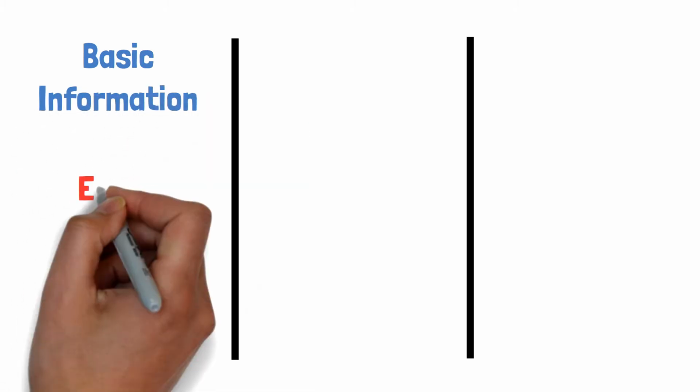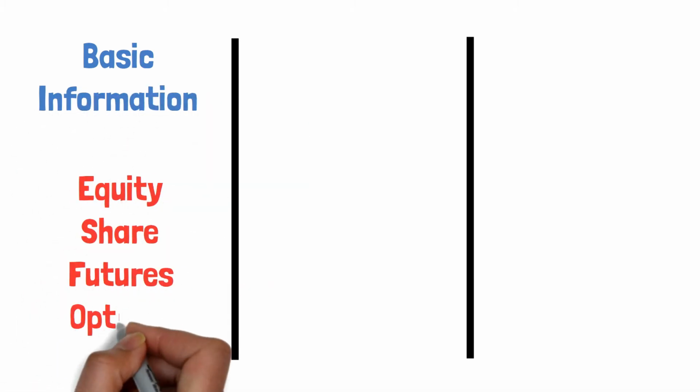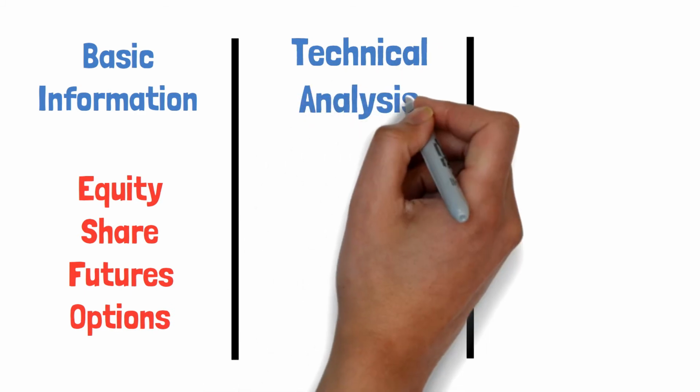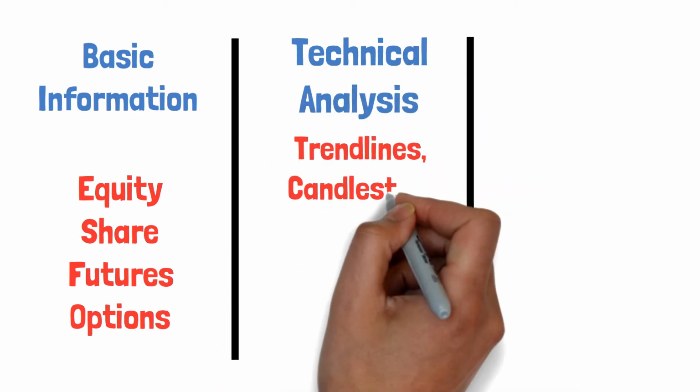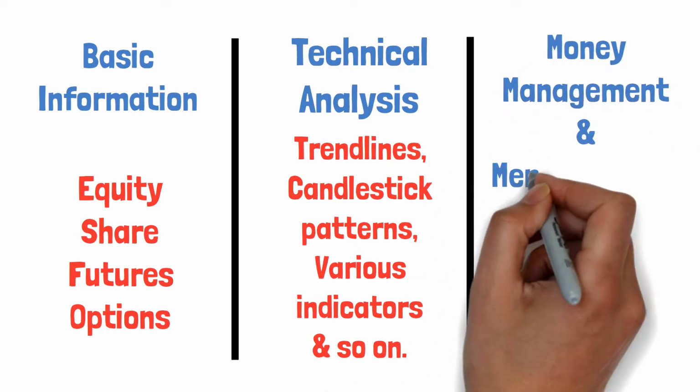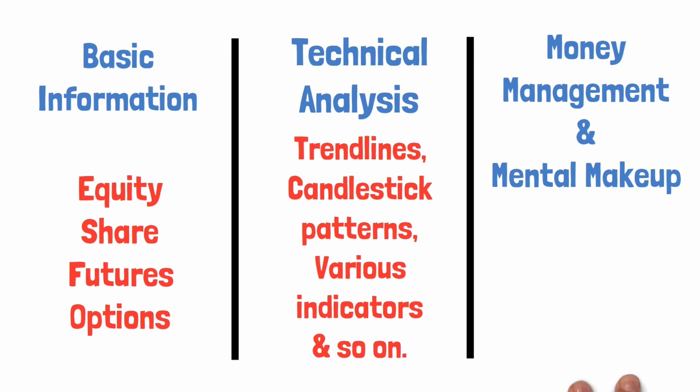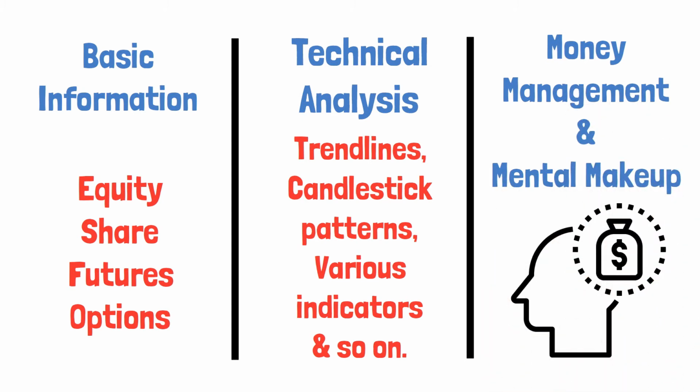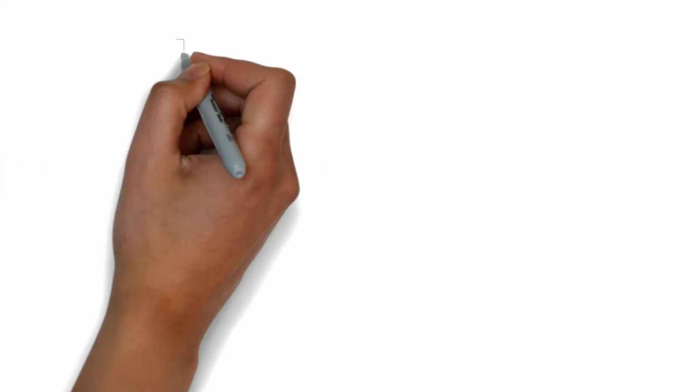Basic information, that is equity, shares, futures, options and so on. Second is technical analysis, that is it includes trend lines, candlestick patterns, chart patterns, various indicators and so on. And the last part is money management strategies and mental makeup, covering traders' psychology and its impact on trading. The technical part is explained beautifully in layman's terms with extensive use of examples. There are so many charts for each concept, rendering it easy to understand and implement.